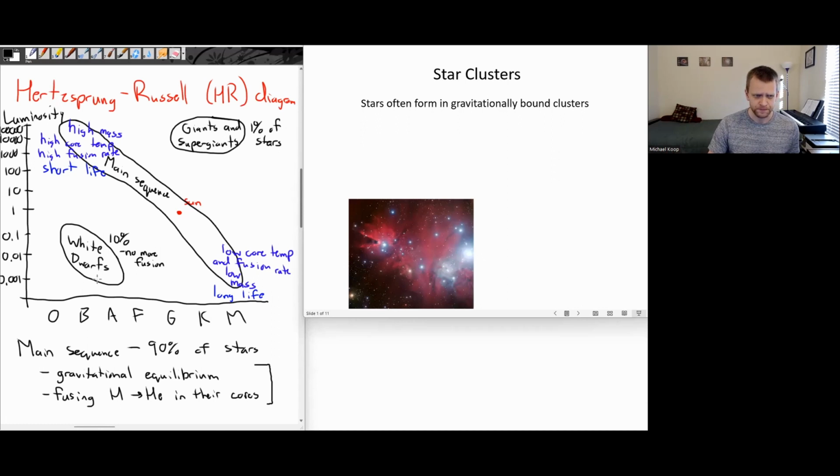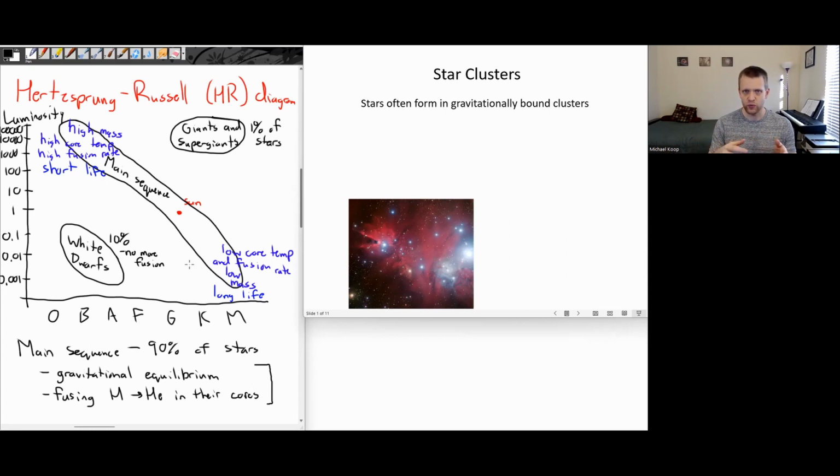white dwarfs. And specifically along the main sequence, we saw some properties of how if you are on this main sequence band, the stars that are higher up and to the left of this diagram have higher masses, higher core temps and fusion rates, and shorter main sequence lifetimes. Whereas on the lower end, we have low core temps, low fusion rates, low mass, and longer lifetimes. We want to have a way of actually testing these particular claims.